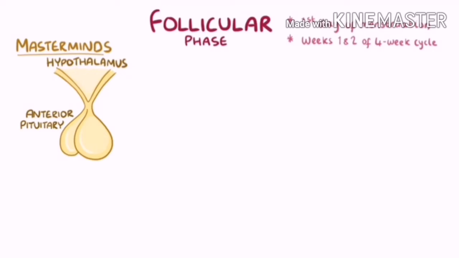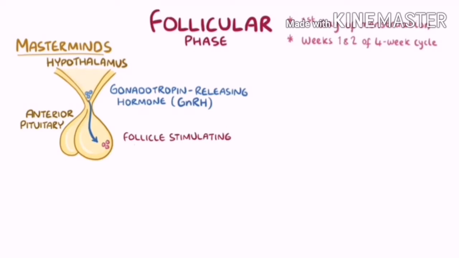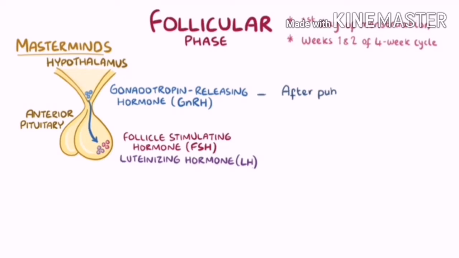The hypothalamus is a part of the brain that secretes gonadotropin-releasing hormone, or GnRH, which causes the nearby anterior pituitary gland to release follicle-stimulating hormone, or FSH, and luteinizing hormone, or LH. Before puberty, gonadotropin-releasing hormone is released at a steady rate. But once puberty hits, gonadotropin-releasing hormone is released in pulses, sometimes more and sometimes less.